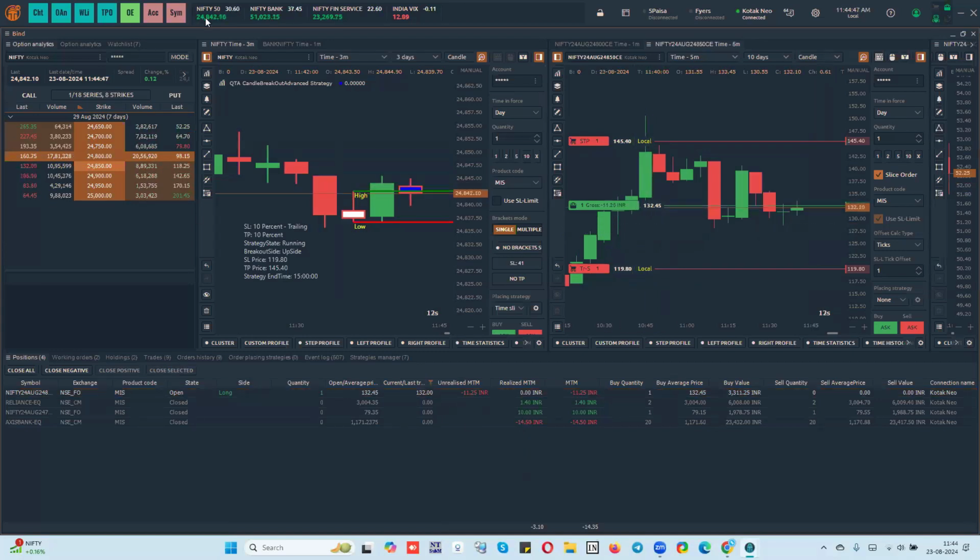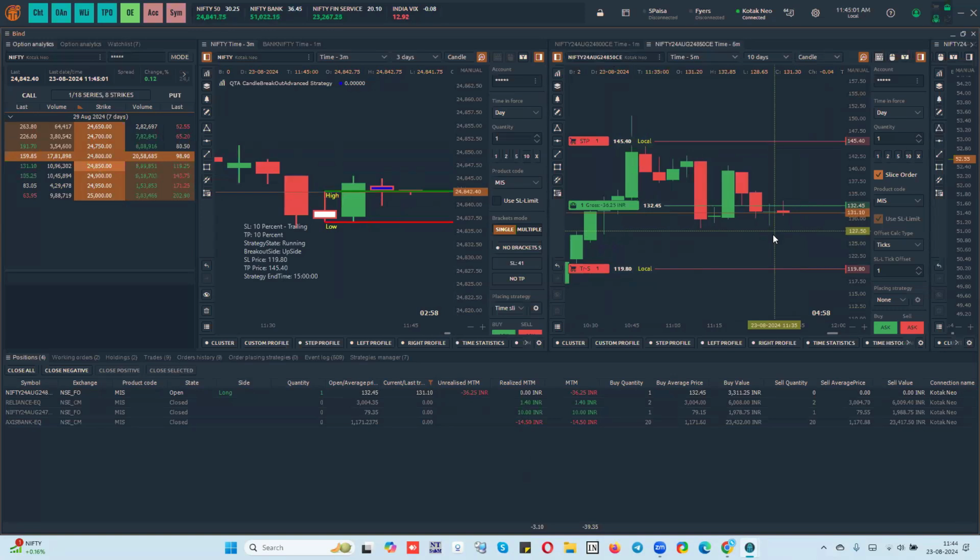Why did it take the 850 strike? Because it was closest to 850. Whichever side it is closest, it will take the at the money strike from that level. So it took a trade in the 24,850 call option on the buy side and automatically put the stop loss and take profit based on the parameters.